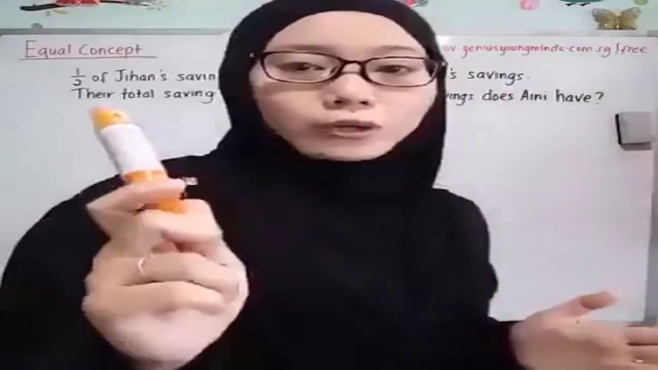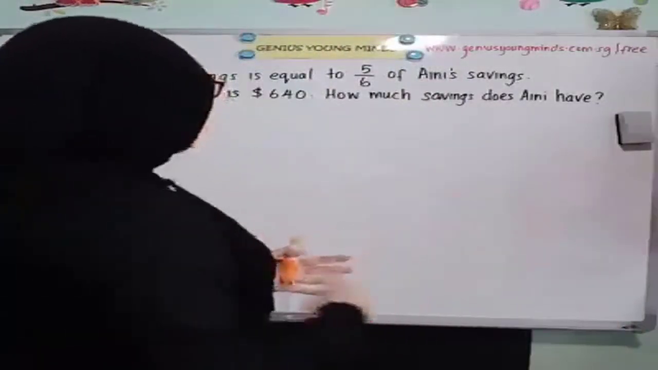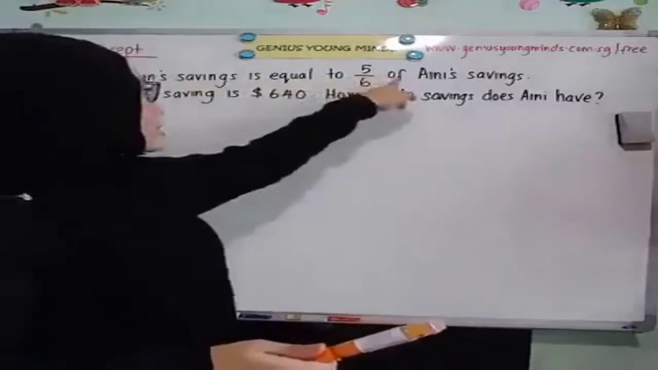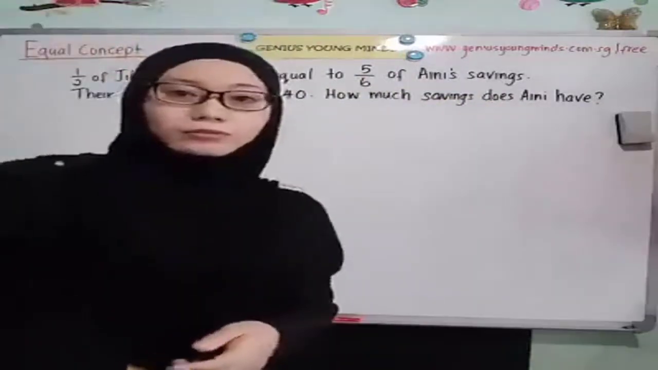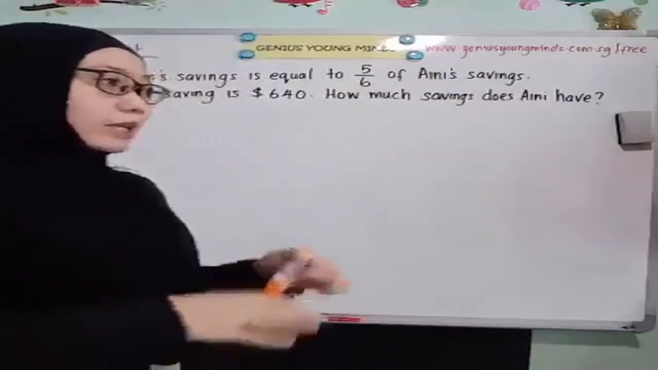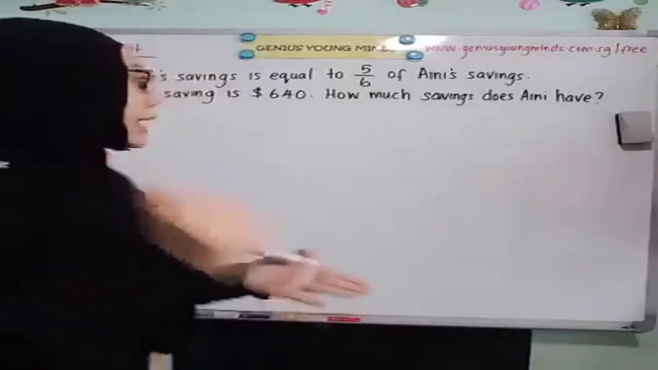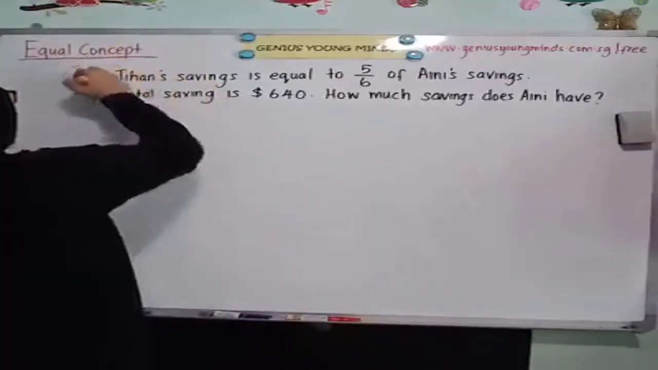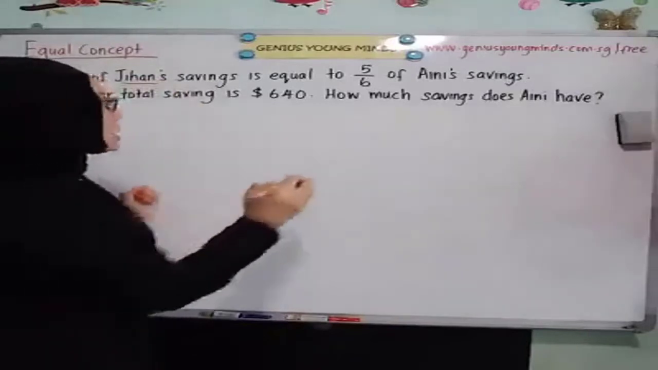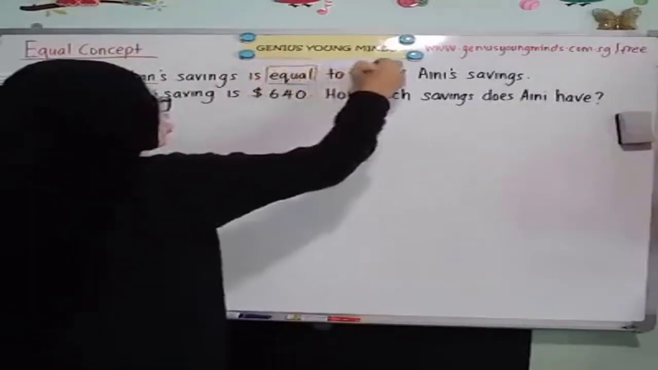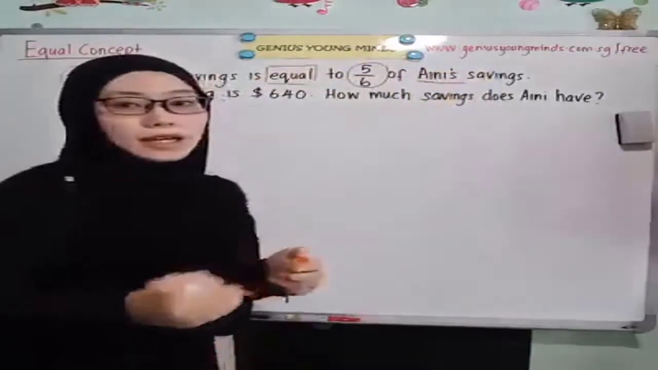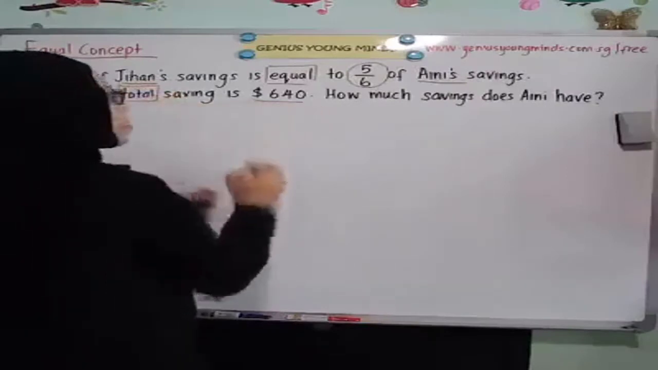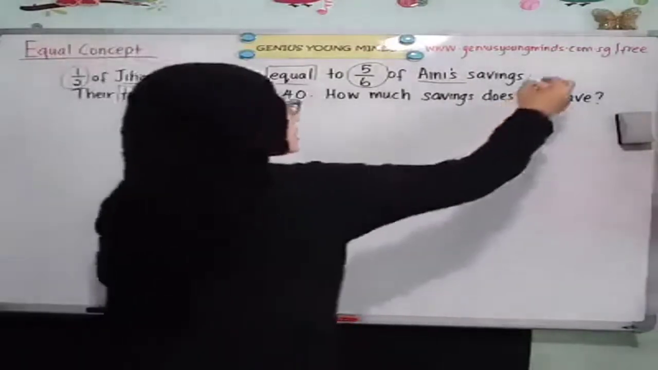The most common part where parents get stuck is that half of Jihan's saving is equal to 5/6 of Aini's saving, and then you start frantically drawing the model. I'm sure many of you will do that, but there's a simpler way to solve this sum. Let's underline the keywords: half of Jihan's saving is equal to 5/6 of Aini's saving. Their total saving is 640. How much savings does Aini have?